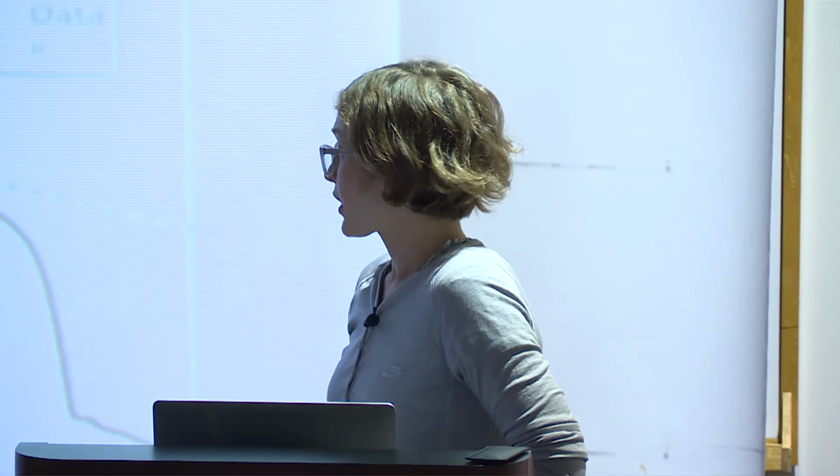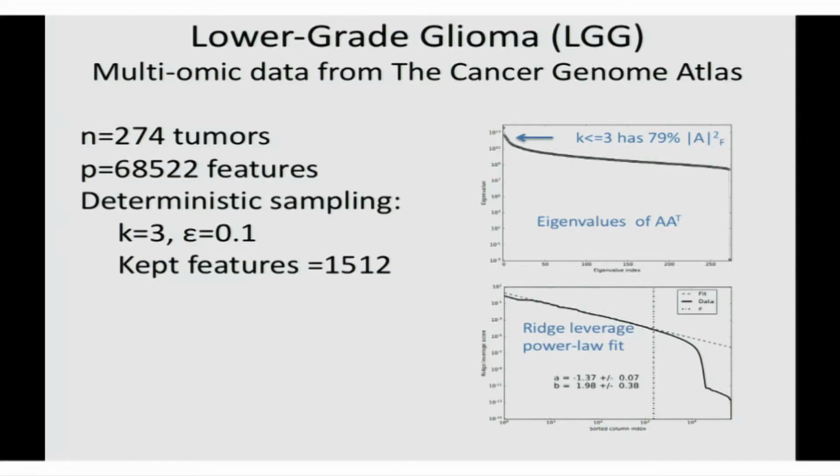Going forward, you can take a little bit deeper dive into the data example which I showed you in the beginning. If you apply this deterministic sampling algorithm with k equals 3 and epsilon at 0.1, you keep 1,500 rather than 70,000 features. The reason why I chose 3 is that k less than or equal to 3 captures around 80% of your Frobenius norm. So this is heavily weighted in your top eigenvalues.